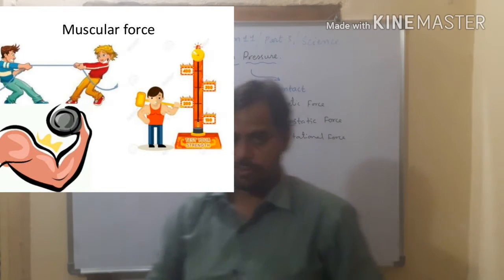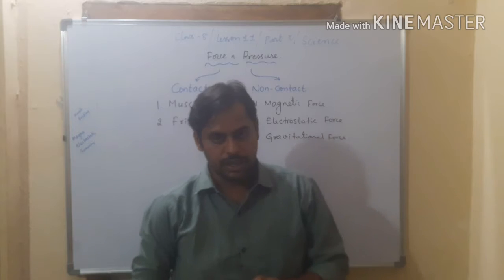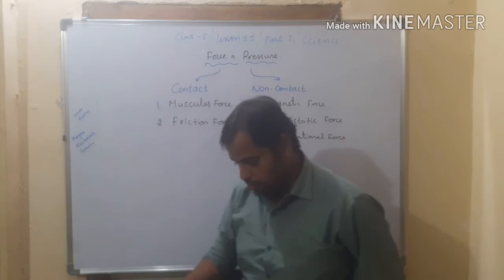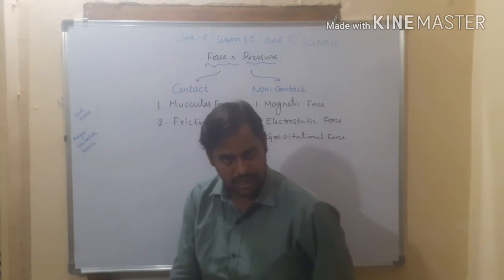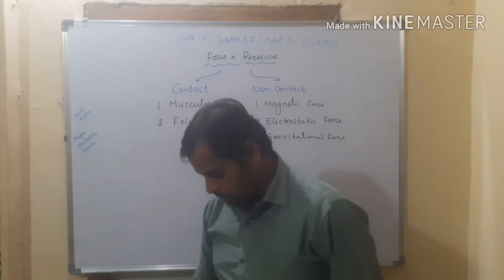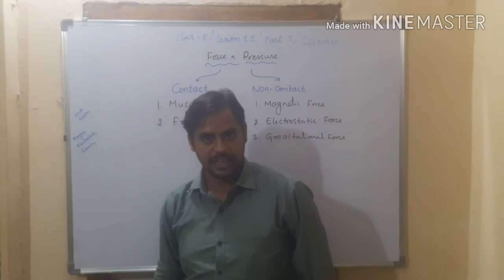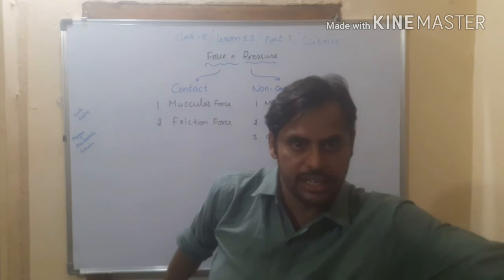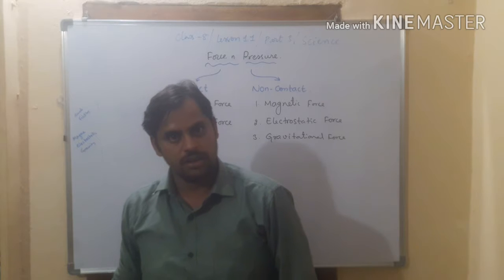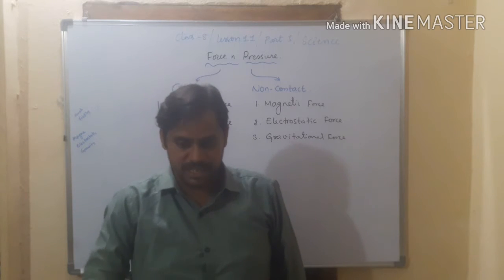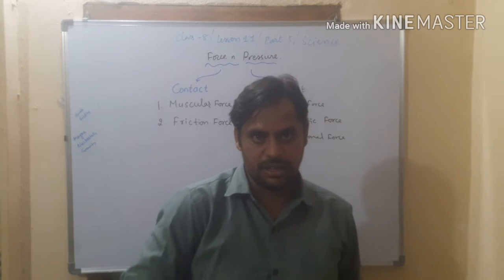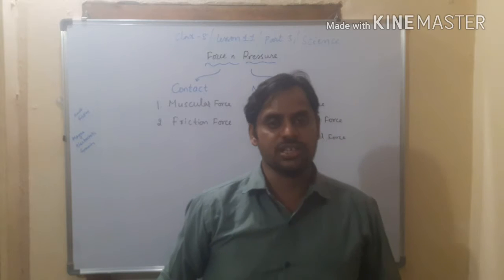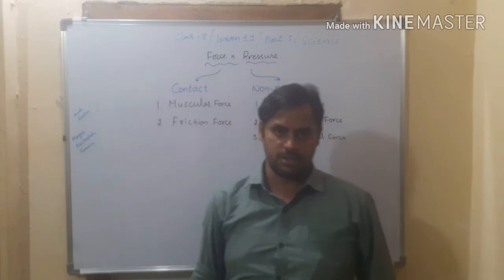So here, for example, direct muscular force. If a player wants to kick the football, what does he have to do? He has to move his leg. When he moves his leg, the muscles present in the leg contract, and then the leg touches the football. The muscles are directly touching the ball. The ball is an object here, and your leg is applying force on the ball. So your leg is touching the ball, so it is called contact force.